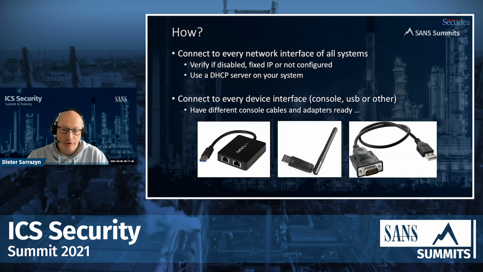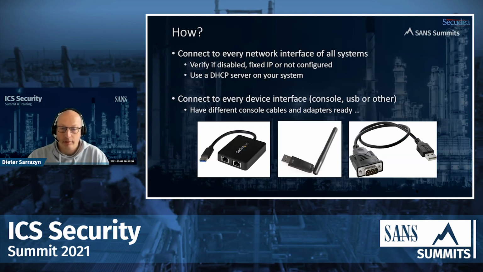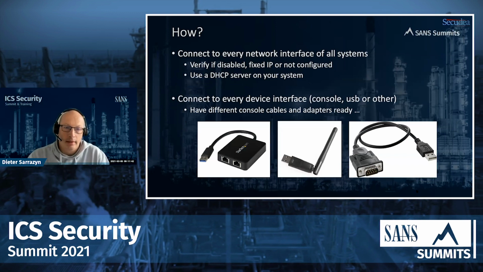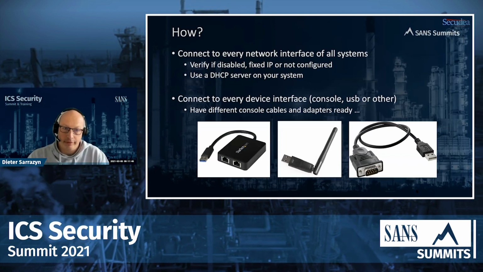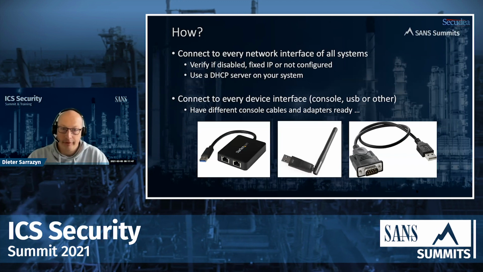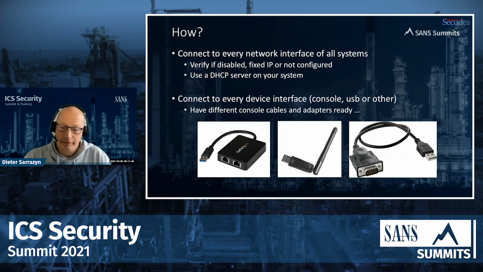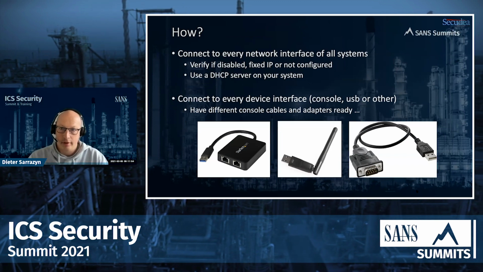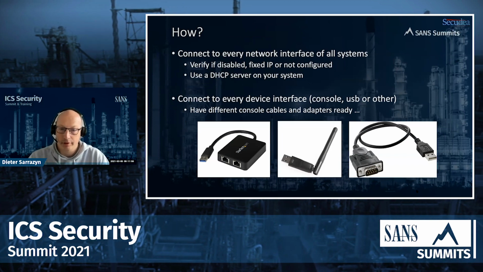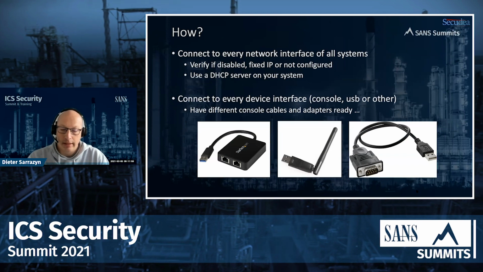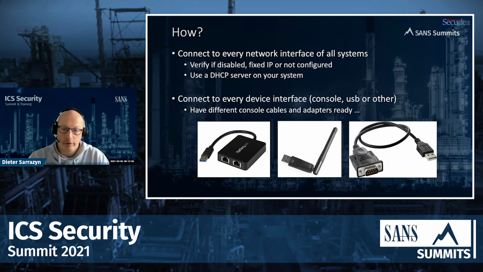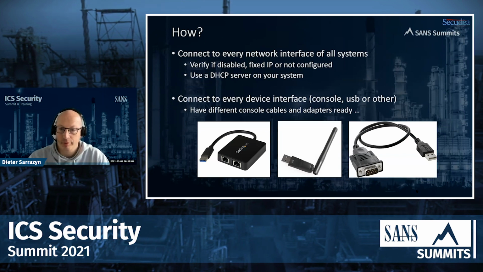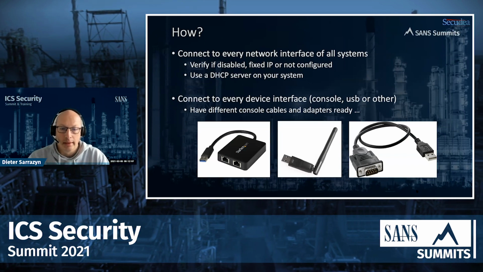I mentioned you should try to connect to or use every single device interface. There's a few examples I show here on the slide. The network interface, first of all: verify if these are disabled, fixed IP, or not configured. I found it often the case that unused interfaces are just left active, but they're not used. So if you connect an attacker laptop with a DHCP server on it, they will get a valid IP address that they can use to potentially attack that system, for example.